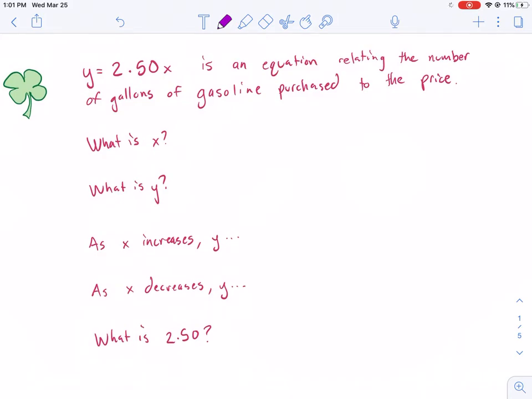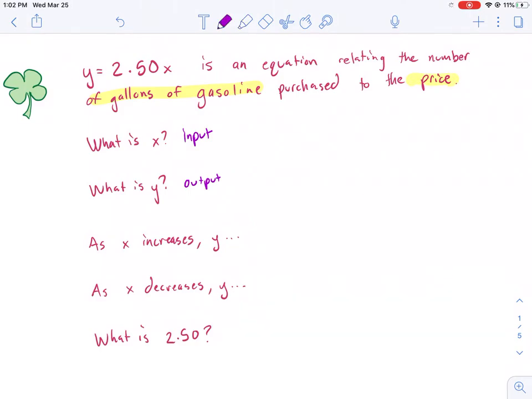So y equals 2.50x is an equation relating the number of gallons of gasoline purchased to the price. What is x? What is y? So x in all of our equations is the input. As you input something, it gets affected by the equation, and y is the output. But in the problem, how does it relate to the different types of units? So we have gallons of gasoline as one of the units, and then the price.